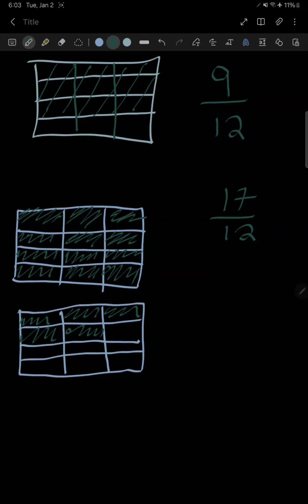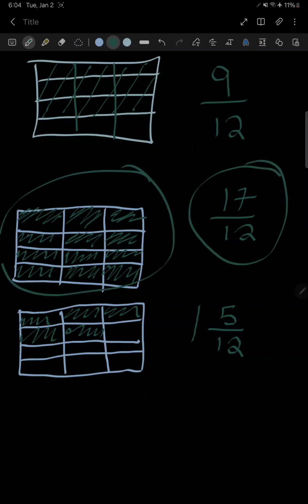But there is another way that we could name this. Instead of saying 17/12, which there's nothing wrong with, you can also see that I have one full shaded box. So I have one whole box. And then over here I have 1, 2, 3, 4, 5 of those little 12th pieces left over. So I have 17/12, and I have 1 and 5/12.